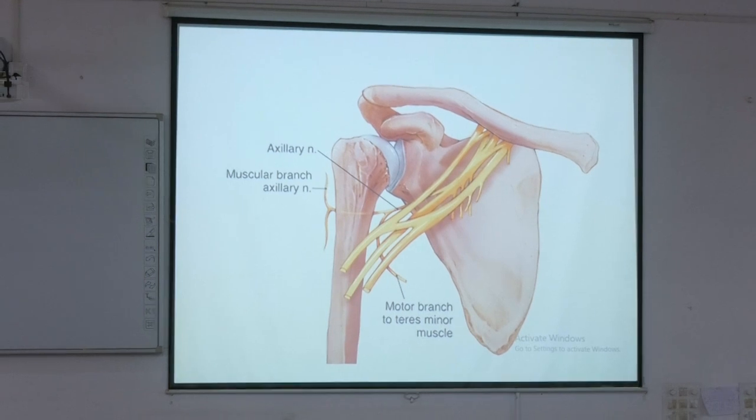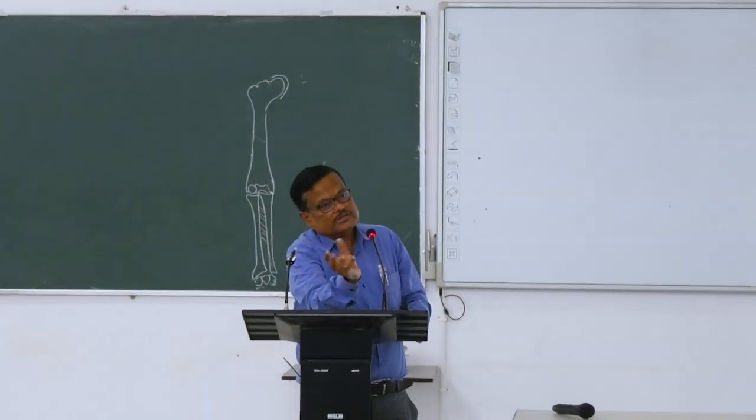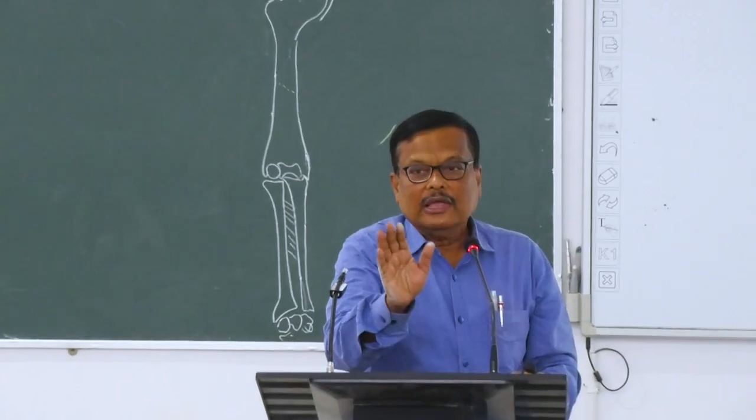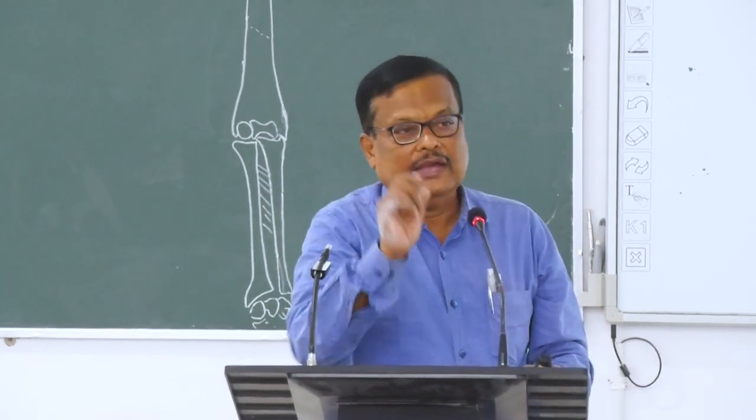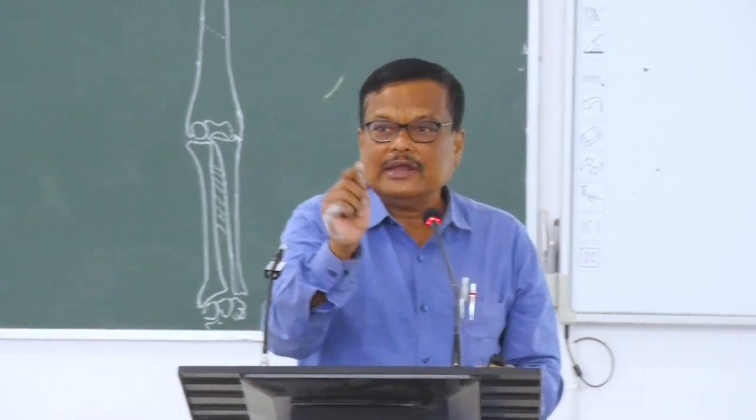There are other muscles which can cause lateral rotation. So the effect of the teres minor is not so evident. But the effect of the deltoid is very important. Very important. What is the effect?